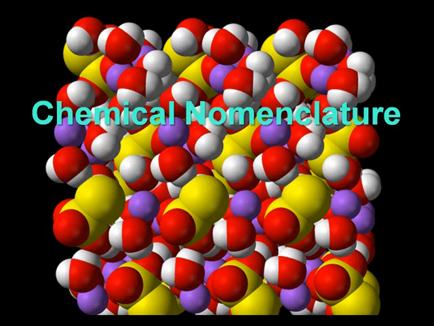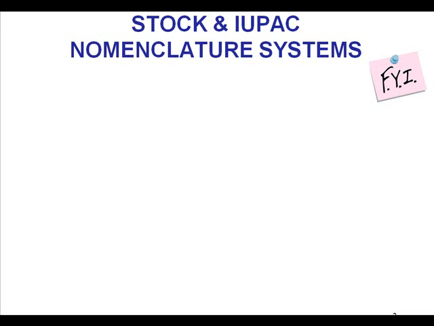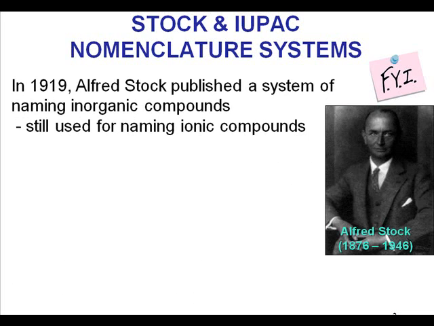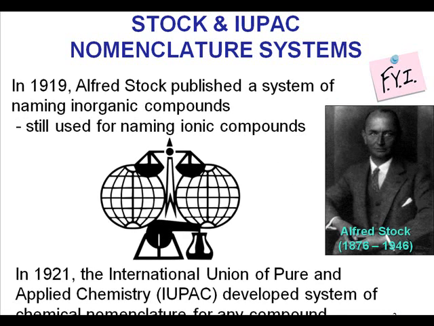So let's now take a look at the naming of molecules, which is given the term nomenclature. It was originally developed by a man named Alfred Stock in 1919, and he based the system strictly on the inorganic compounds, meaning it didn't contain carbon. And that set of rules that he created is still used today. Later, in 1921, the system was expanded to apply to any compound of any kind.